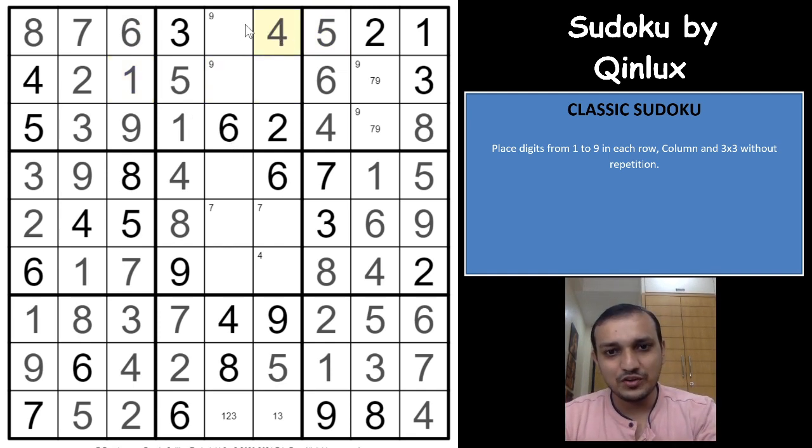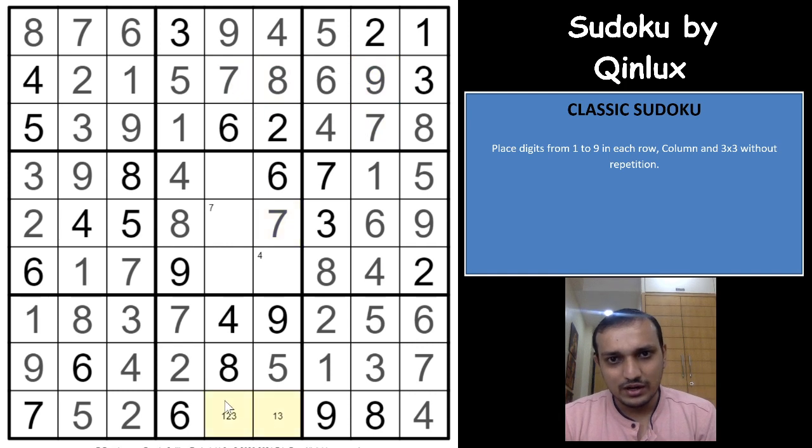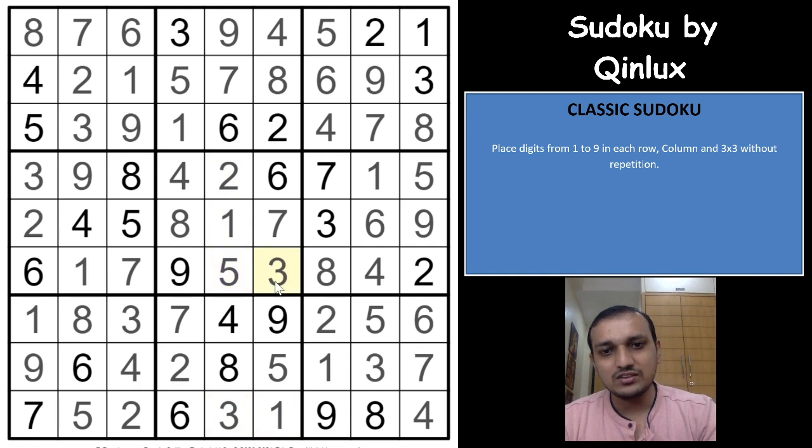4, 4, 7, 8 and 9, right? So this is 9, 7 and 8. So this is 9 and 7. That is 7 and 8. That gives you a 7 here. 1 and 3, right? So 3 and 1. That gives you a 1 here. 2, 3 and 5. This is 2. This is 5 and 3.